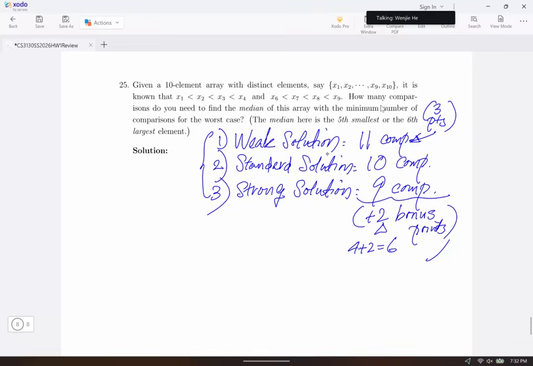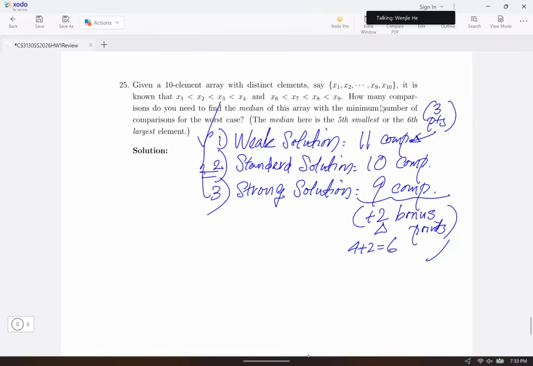Weak solution. It's pretty easy. We can use 11 comparisons to find the solution. But for the standard solution, that's pretty hard. Even if you improve just by 1, it is very hard. All right. So let's look at the weak solution first.